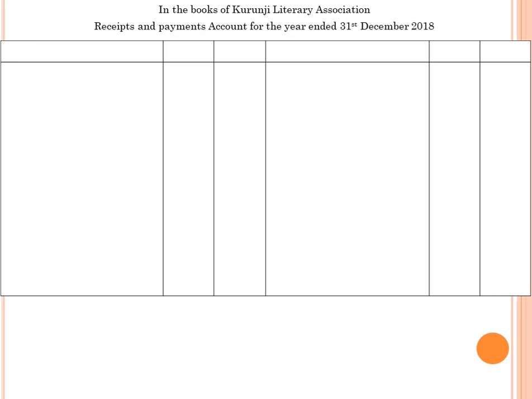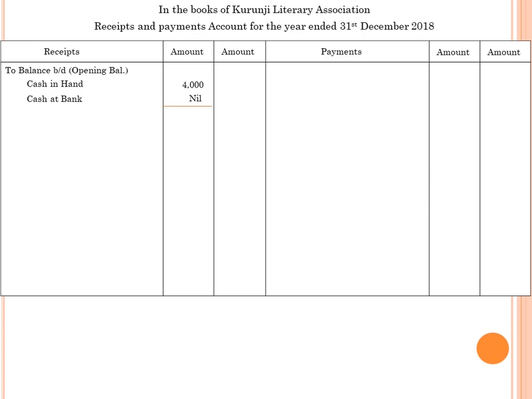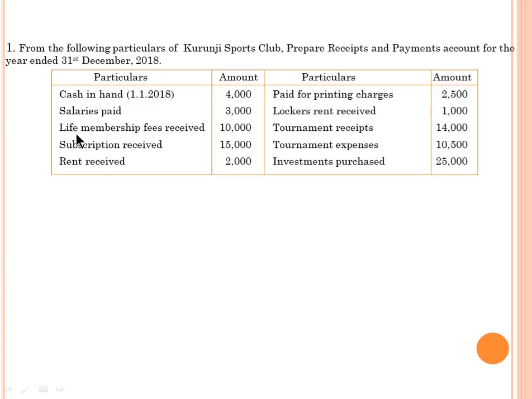Receipts and payment account for the year ended 31st December 2018. You may divide it into 6 columns: receipts, amount, amount, payments, amount, amount. Start from the debit side. To balance brought down, opening balance, cash in hand 4,000, cash at bank nil, and total 4,000. You put it in the outer column. Now we look into the problem. Salary paid, payment side 3,000. Life membership fees received, receipt side, debit 10,000. Subscription received, receipts 15,000. Rent received, receipts 2,000.